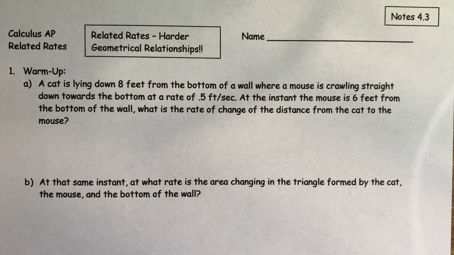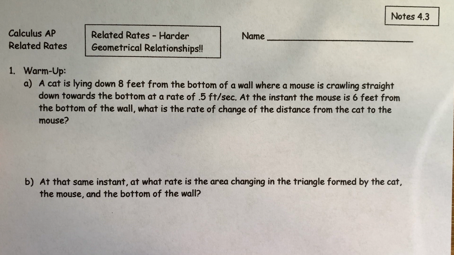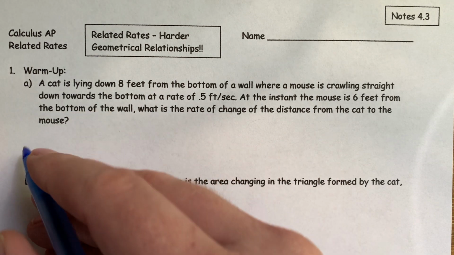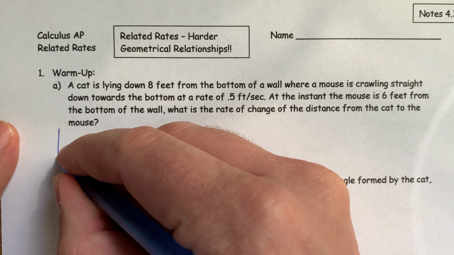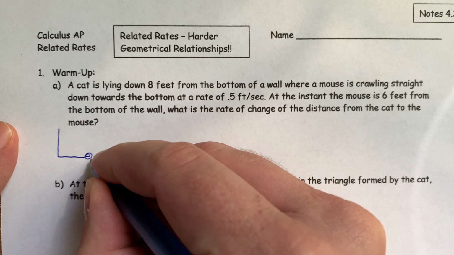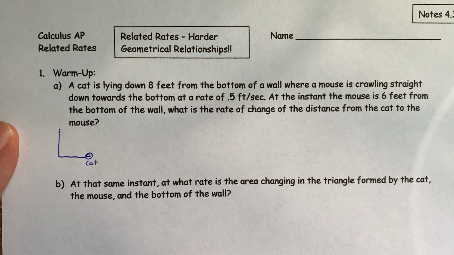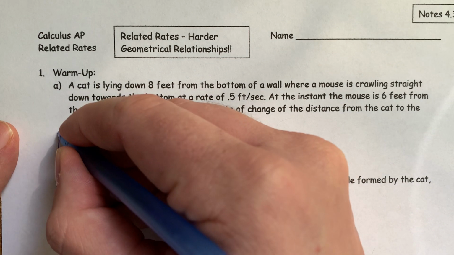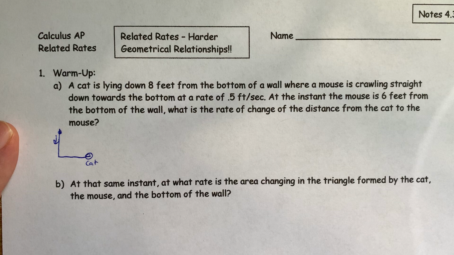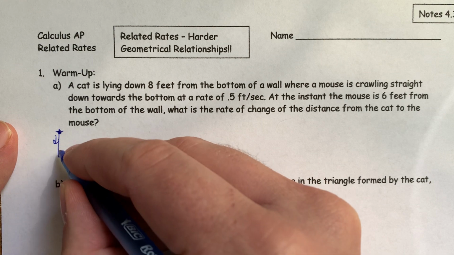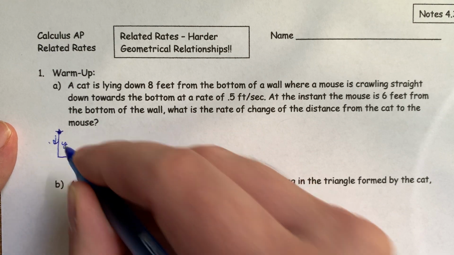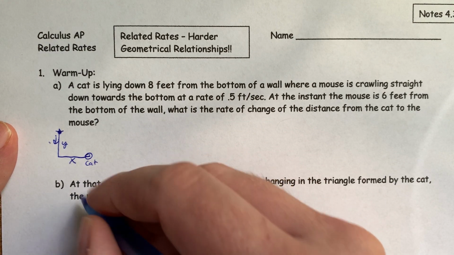And if you needed some help, let's remember that we should first start by drawing a picture. In geometrical situations, I find it very helpful. So there's a mouse crawling down a wall, and there's a cat over here somewhere. The mouse is 6 feet from the bottom of the wall, but it's moving. So we've got this y distance and this x distance here.